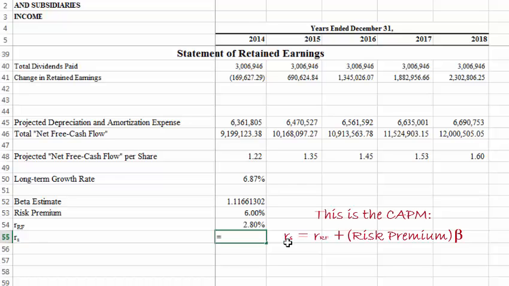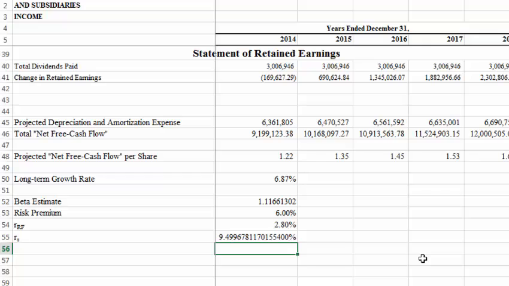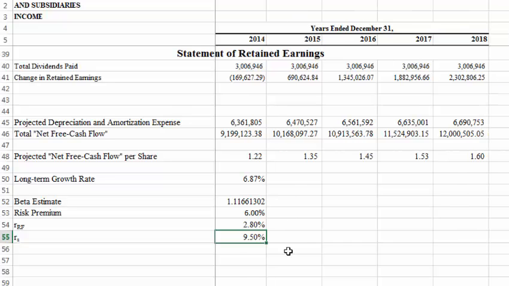And then this is going to be equal to my risk-free rate plus the product of these other two, because I'm looking at risk premium, which is the hypothesized difference between the return to the market and the risk-free rate. And I get a huge number. No, I actually get a 9.5% number.